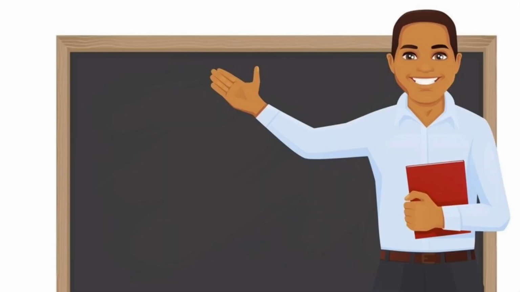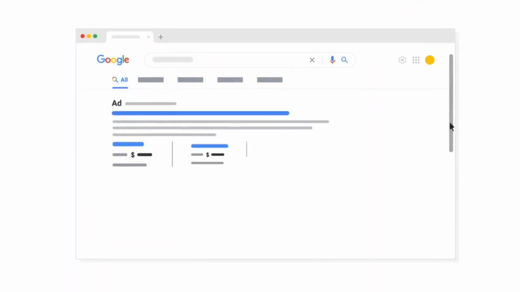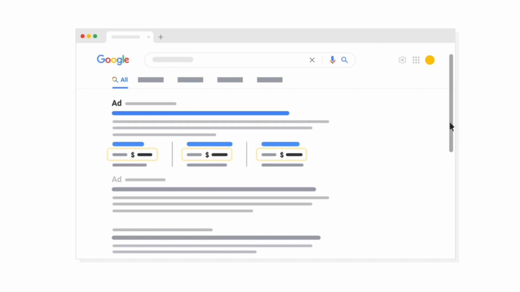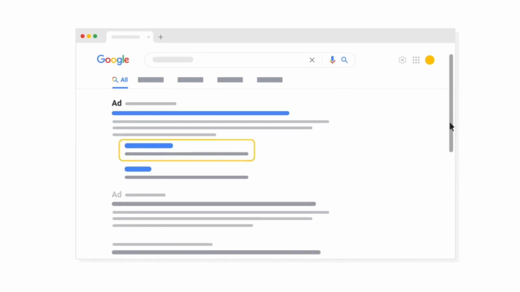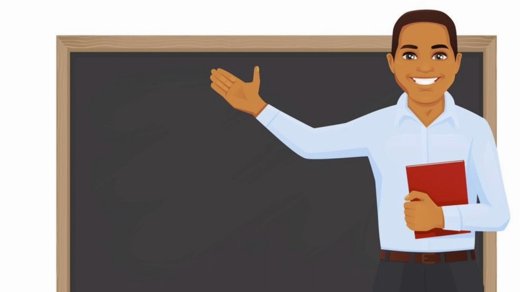A fourth is the price extension, which is specifically for e-commerce businesses. It lists a specific product and its price. When a potential customer clicks on the link, they are taken directly to the product page. A fifth ad extension is the structured snippets extension. This information highlights specific aspects of your products and services. Examples of available headers include services, brands, amenities, types, and styles.